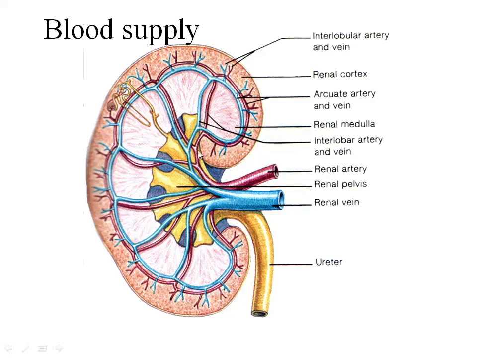Then it goes on branching. It forms the interlobular arteries and, with the same labeling, the interlobular veins. Then when they reach the cortex portion, they are called the arcuate artery and arcuate veins. Then again they bifurcate and spread their branches into the very far cortex portion, and these veins and arteries are then called the interlobular artery and veins. Okay.